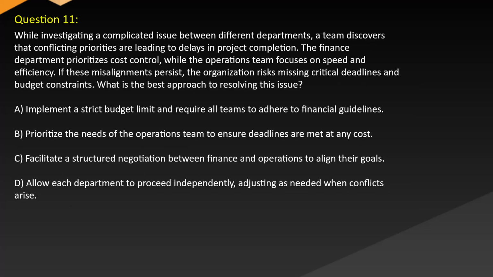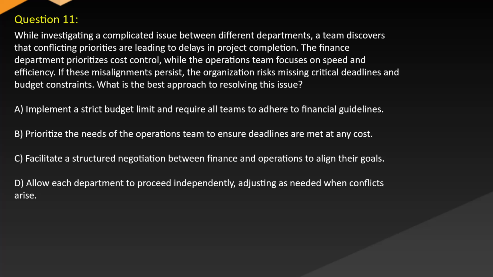Question 11. While investigating a complicated issue between different departments, a team discovers that conflicting priorities are leading to delays in project completion. The finance department prioritizes cost control, while the operations team focuses on speed and efficiency. If these misalignments persist, the organization risks missing critical deadlines and budget constraints. What is the best approach to resolving this issue?